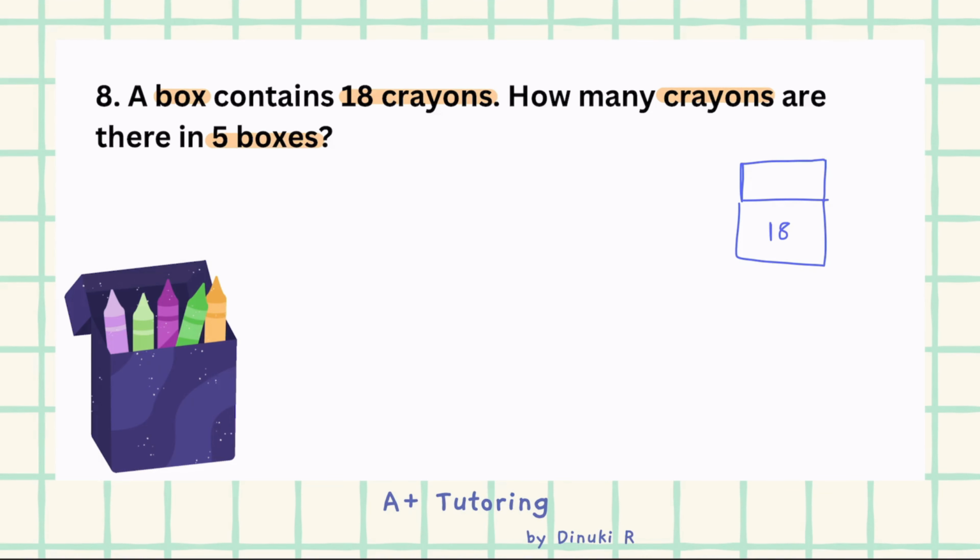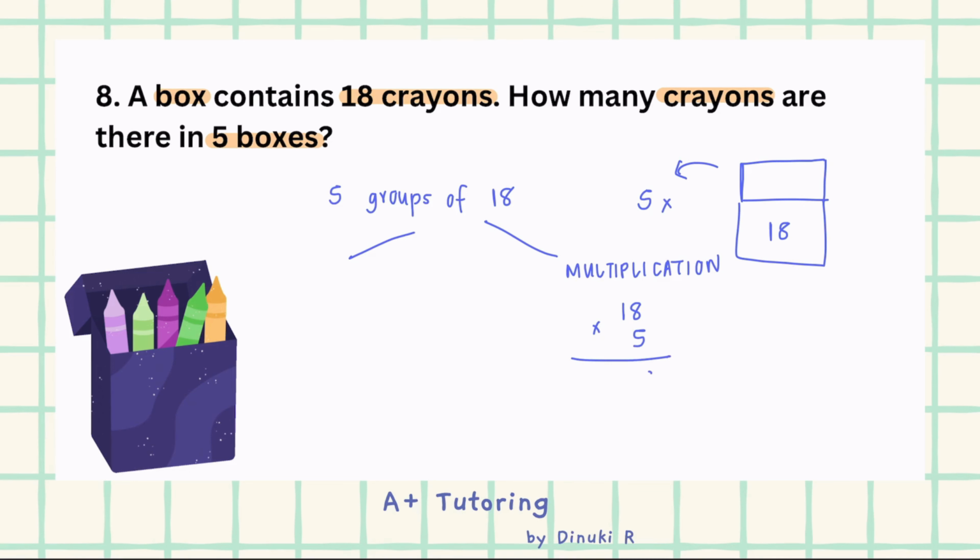You just know that each box has 18, and we know that we've got 5 of these, right? So another way to think of this is 5 groups of 18, right? So there's, again, 2 ways to do this question. You can use multiplication if you're comfortable with it. So that's as simple as just going like that. 5 times 8 is 40, put the 0 down, and carry the 4. 5 times 1 is 5, plus 4 is 9.